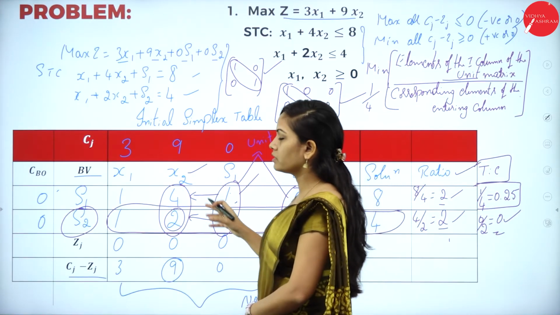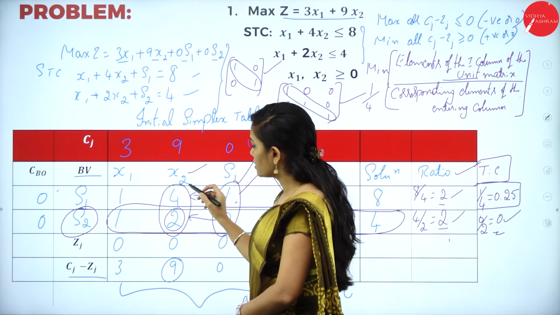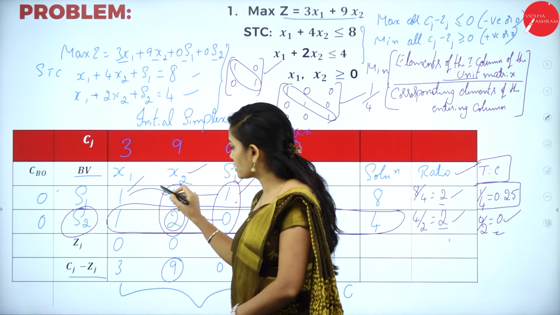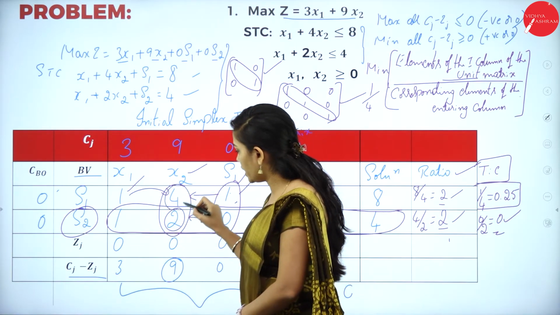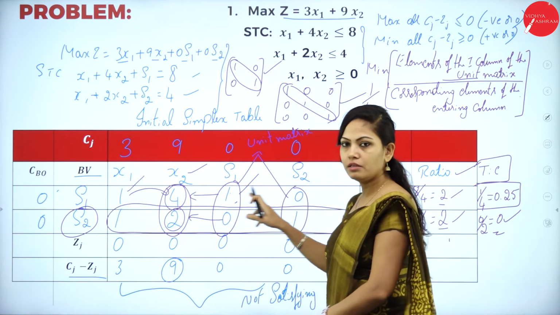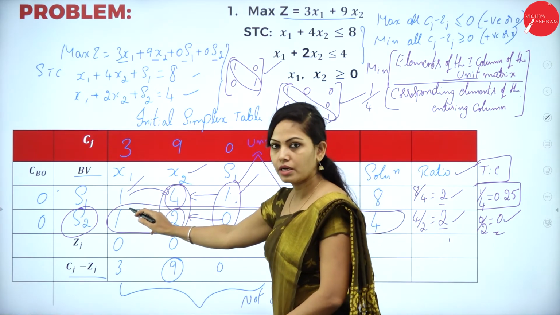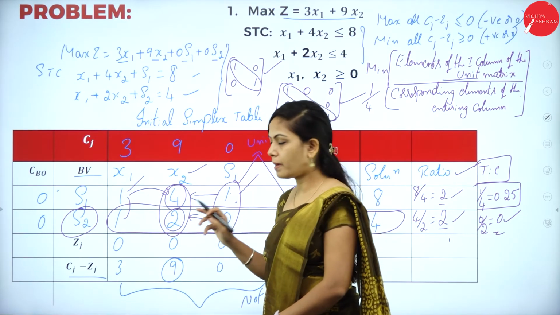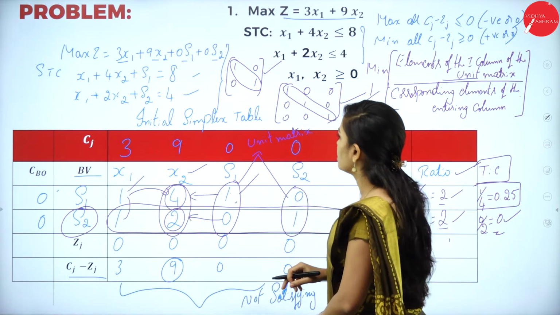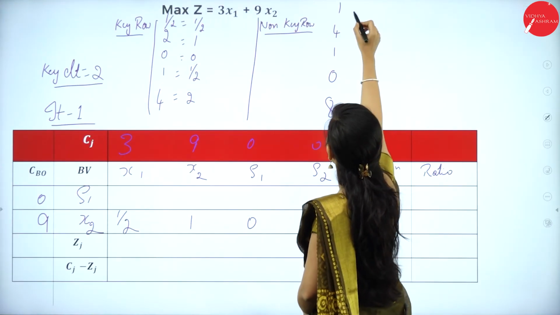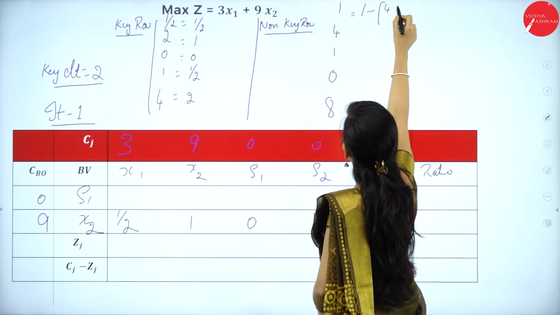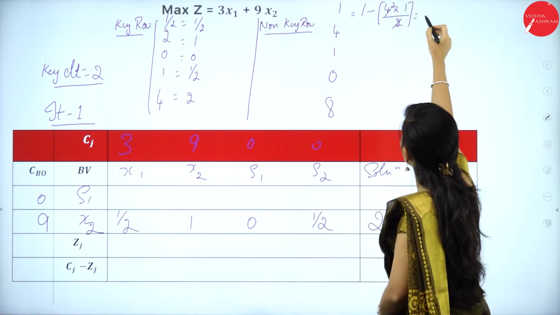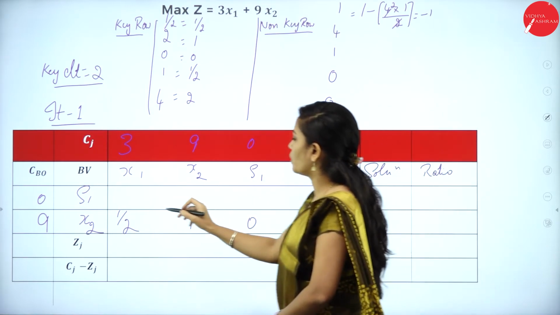How to find the new values? Using the non-key rows. Here the old value is 1. The corresponding key column value is 4, and the key column value is the same for all the values. The corresponding key row value is 1 by 2. So 1 minus 4 into 1 by 2. 2 ones are 2, 2 twos are 4. So 1 minus 2 is minus 1.